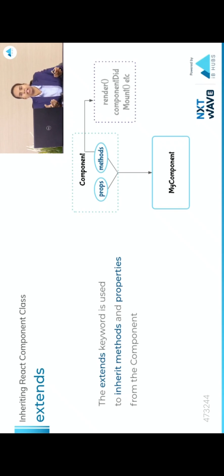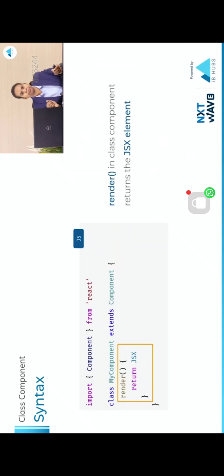As we understood, there are various methods like render and componentDidMount, which are present in the component class, and once you extend, they'll get inherited into MyComponent. Firstly, let's understand the render method. It's used to return a JSX element. The JSX element returned by the render method is what finally gets rendered. So the render method has to return a JSX element that needs to be rendered.